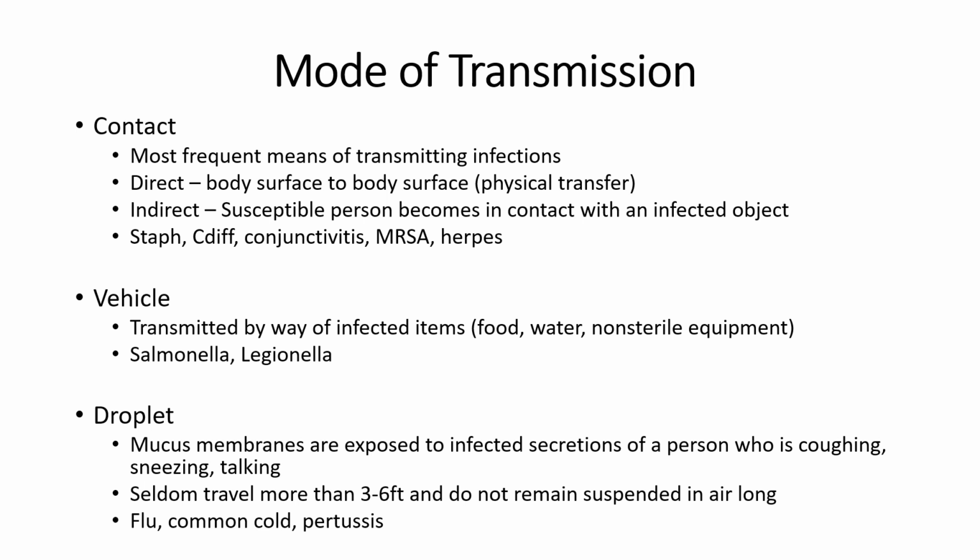Contact. This is the most frequent means of transmitting infections. We talked about direct, body surface to body surface. That's like handshaking, high-fiving, physical transfer. And then indirect is when a susceptible person touches an infected thing. Again, that was the example of the computer mouse. I just touched the computer mouse, and then someone else comes to touch it, and now they are infected with whatever microorganism was on there. So that's more indirect. Some examples of contact transmission would be staph, C. diff, conjunctivitis, MRSA, herpes.